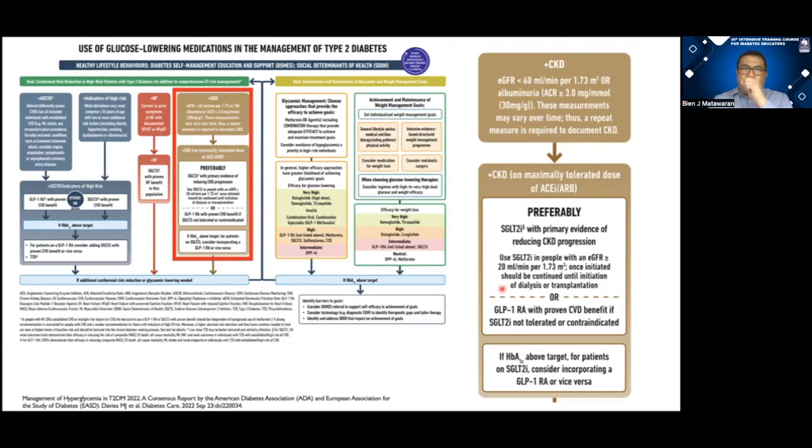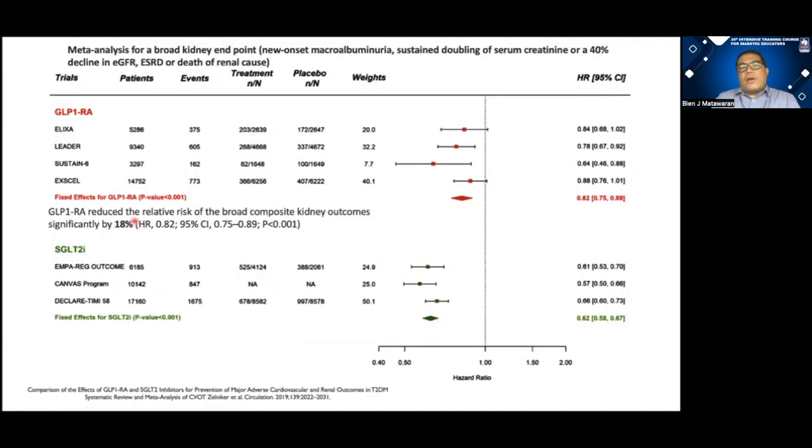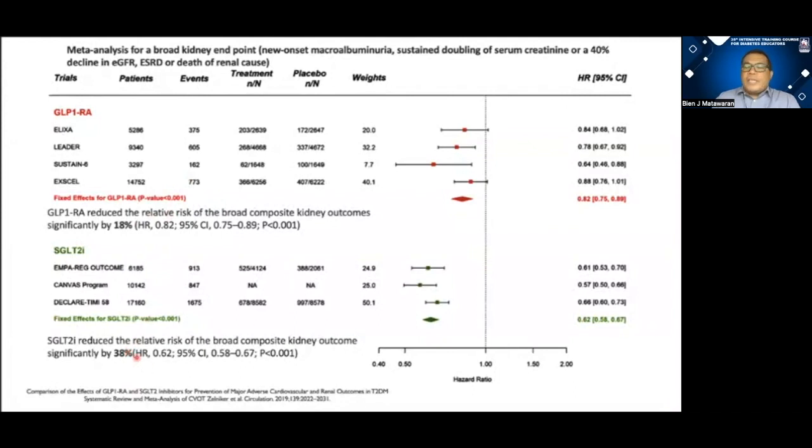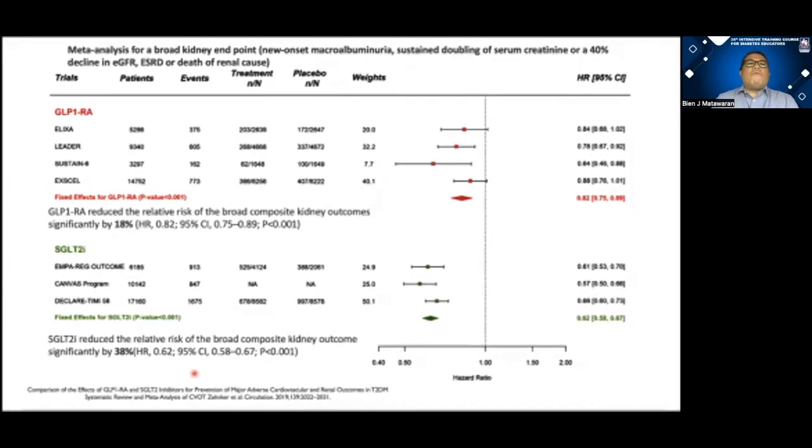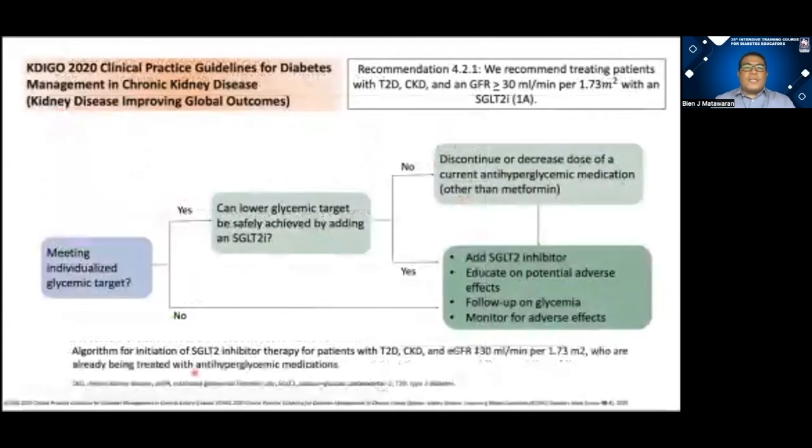And this is because there is a meta-analysis looking at several CV outcome trials for GLP-1 receptor agonists showing benefit with regards to broad kidney endpoints. You see there an 18% relative risk reduction in the occurrence of broad kidney outcomes with the use of GLP-1 receptor agonists, and SGLT2 inhibitors also showed a 38% relative risk reduction with regards to the occurrence of broad kidney outcomes, meaning macroalbuminuria, doubling of serum creatinine, or a 40% decline in eGFR, and even ESRD or death of renal cause. So that's why these two drugs are recommended for patients with CKD.